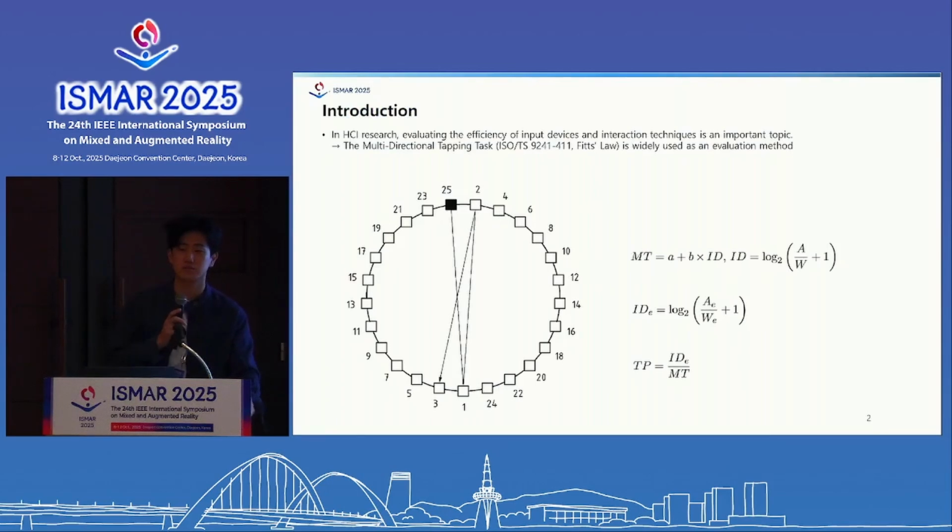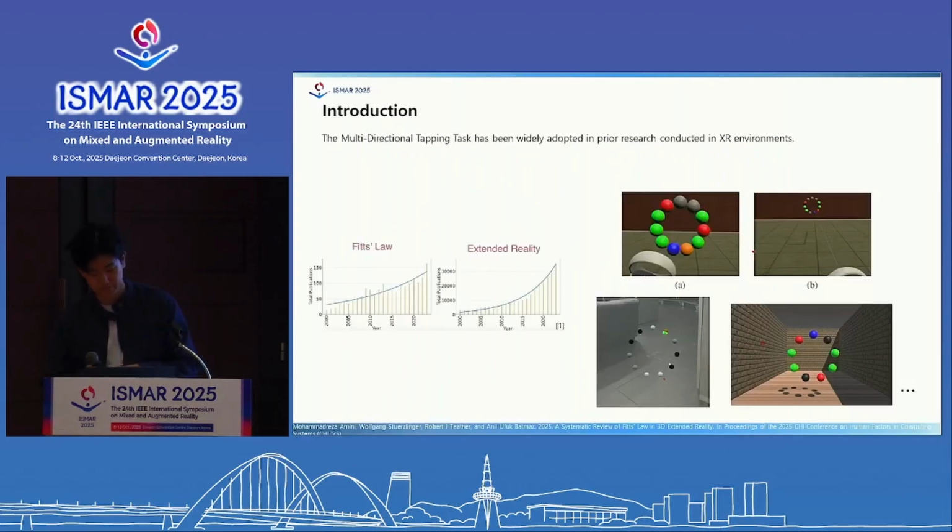In HCI research, evaluating the efficiency of input devices and interaction techniques is an important task. In this regard, the multi-directional tapping task, also known as the 2D Fitts task, has been widely used as an evaluation method. Recently, an increasing number of research papers have adopted it as part of their experimental methodology. And additionally, as VR became prevalent, the multi-directional tapping task has also been widely adopted in prior research in XR environments too.